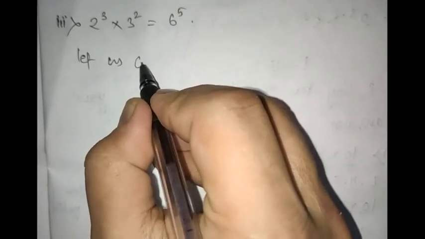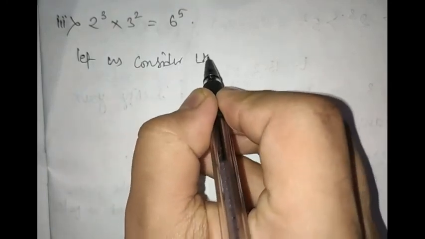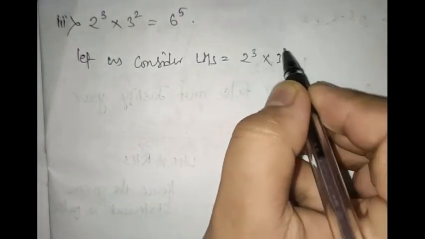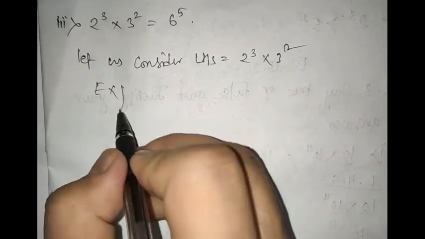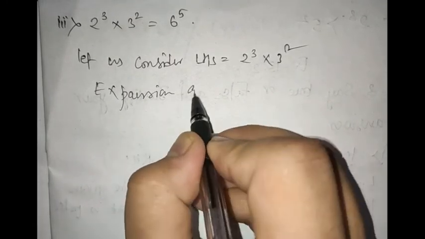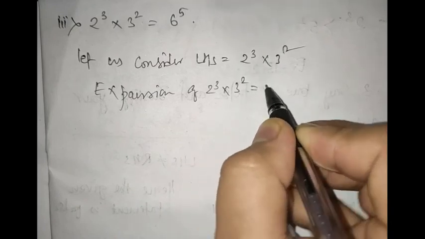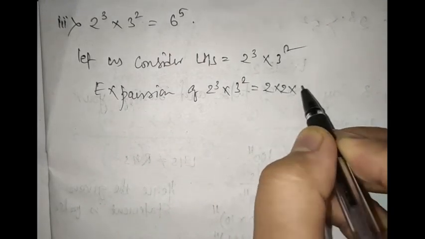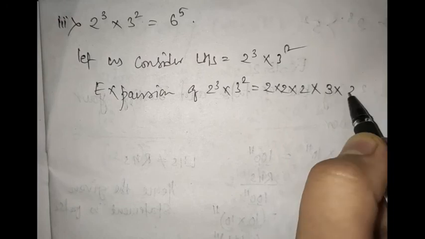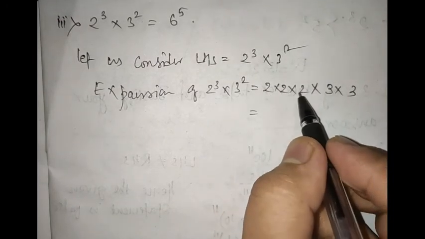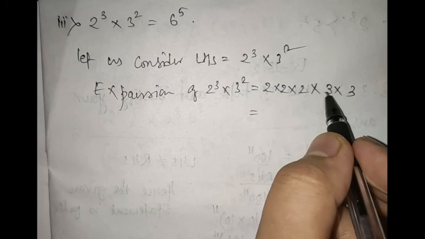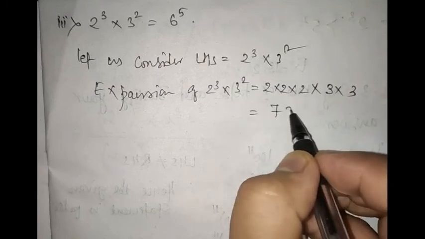So similarly, we have the part 3 question also. 2 cube into 3 square is equal to 6 to the power 5. So let us consider LHS is equal to 2 cube into 3 square. What we are going to do, we are going to expand this value. So expansion of 2 cube into 3 square is 2 cube we are going to write 3 times, so 2 into 2 into 2, and 3 we are going to write 2 times, so 3 into 3. So 2 2s are 4, 4 2s are 8, 8 3s are 24, 24 into 3, 72.